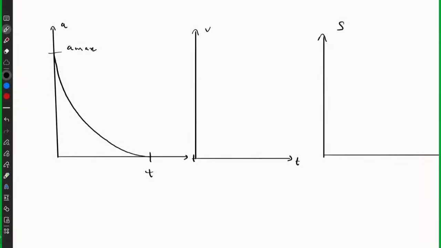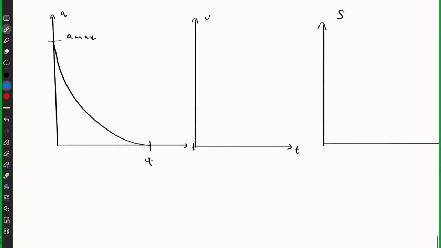So what happens is, eventually it's going to get flat, right? Exactly. You don't have to think anything else. Actually, you can look at the graph. Anyway, the acceleration is decreasing.